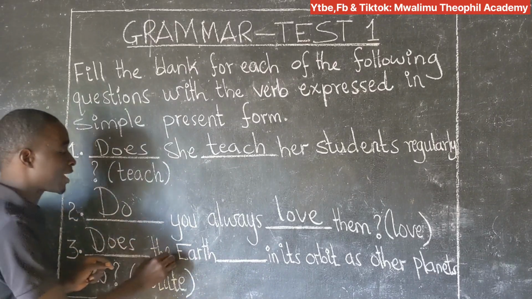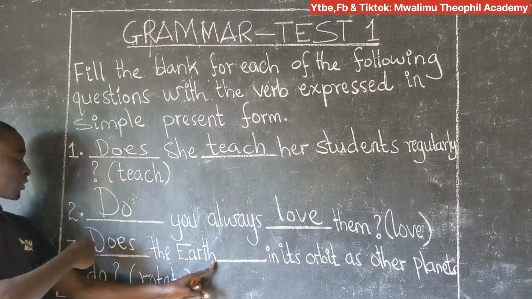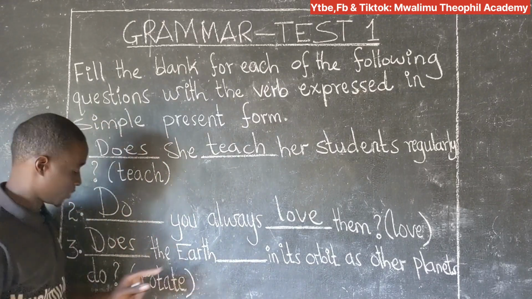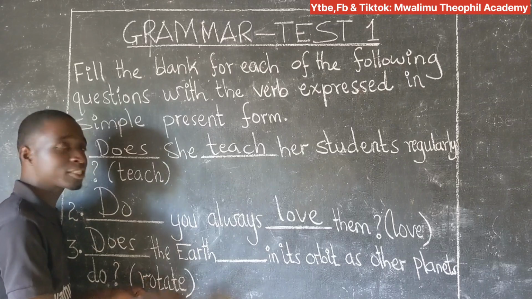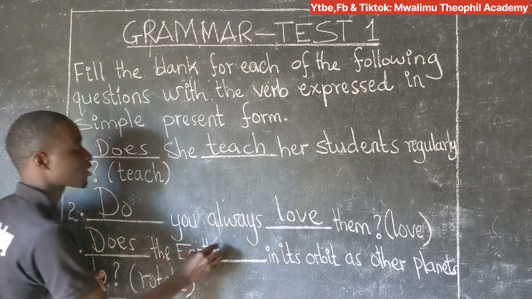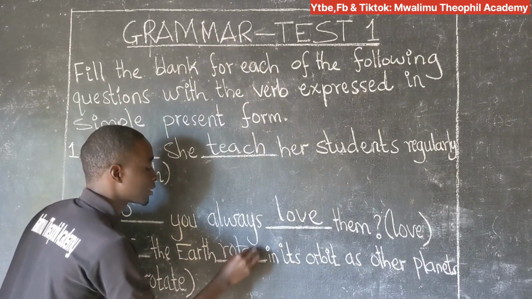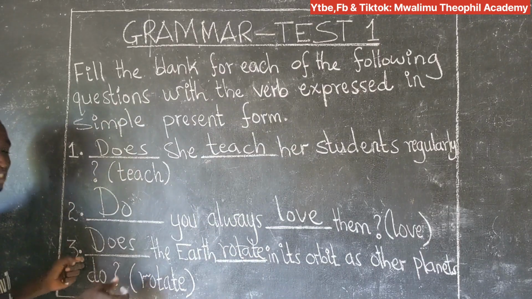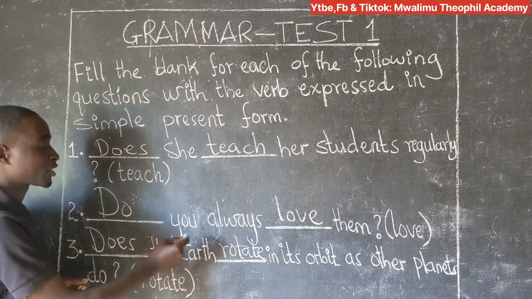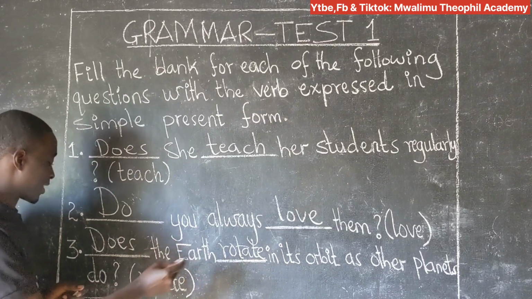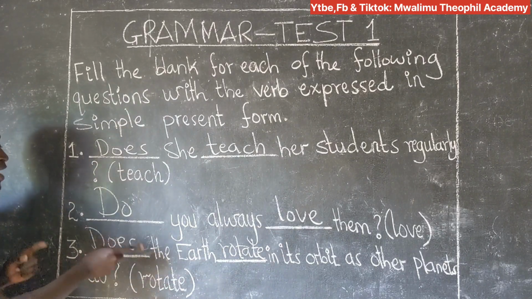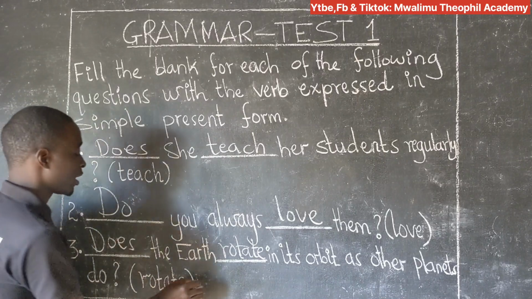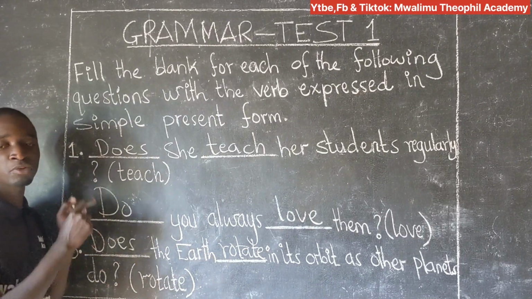Now, does the earth, as we've said, after starting with do or does, the main verb remains in its infinitive form. Now, rotate remains as rotate. Does the earth rotate? Now our sentence becomes: does the earth rotate in its orbit as other planets do? After that, let's go to our fourth question.